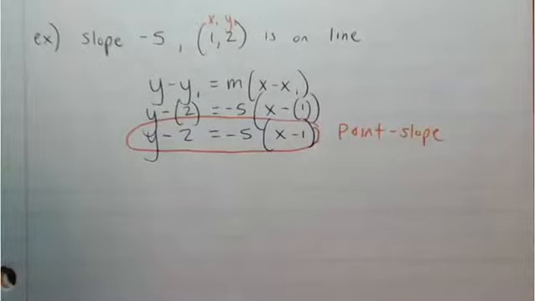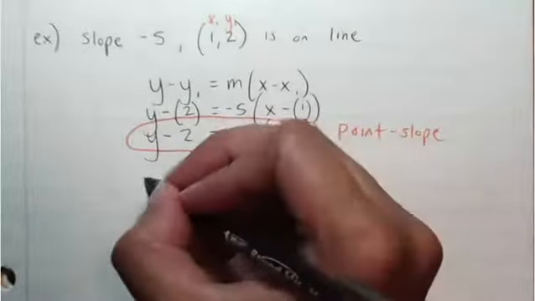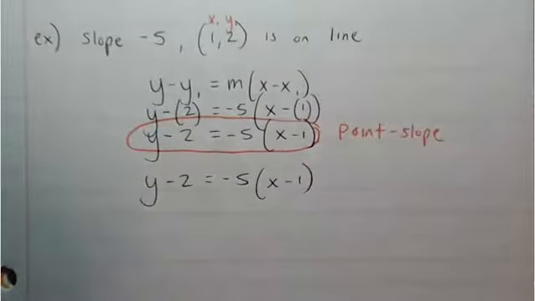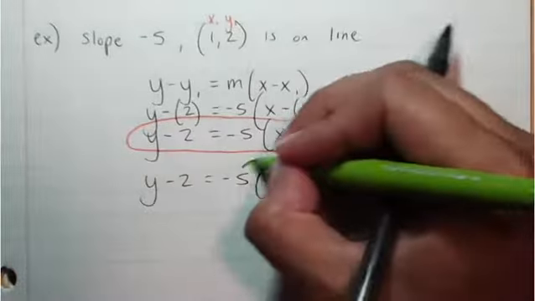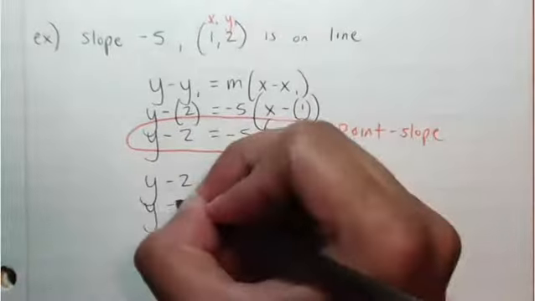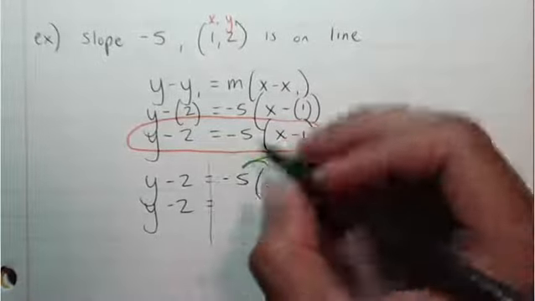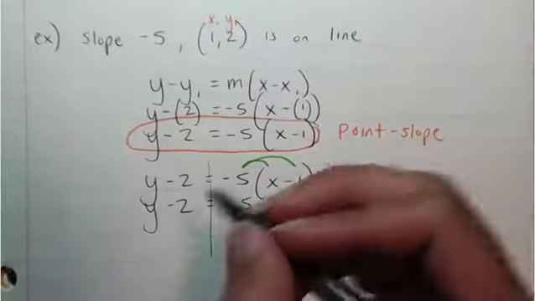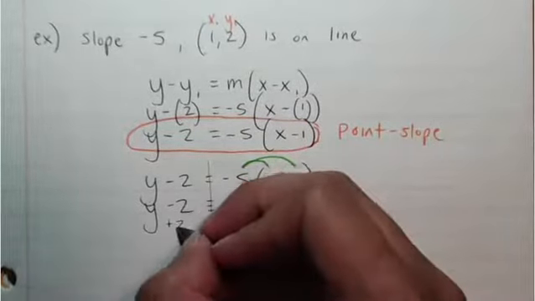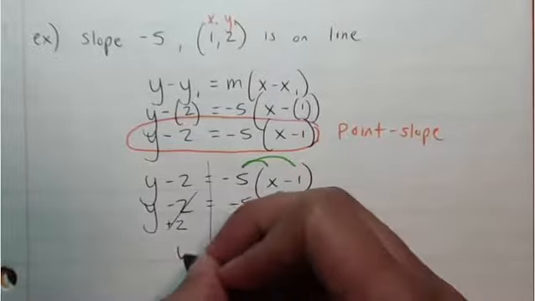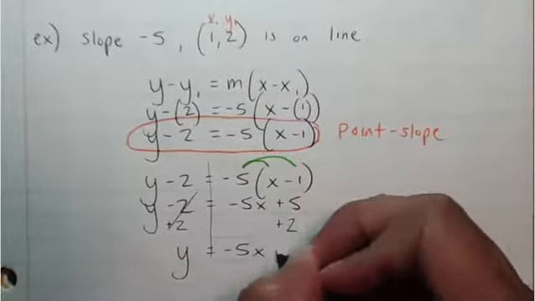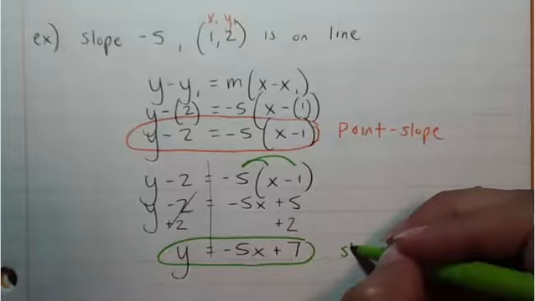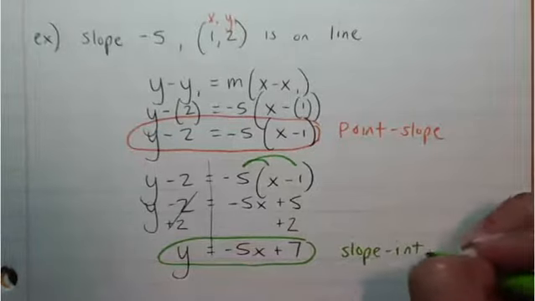Okay, but again, we want to convert everything into slope intercept form if we can. So I'm going to take that point slope formula and I'm going to go ahead and convert it. So I'm going to distribute that negative 5, which I hope you did. Y minus 2 falls down. Negative 5 times x is negative 5x. Negative 5 times negative 1 is a positive 5. To get y by itself, I'm going to add 2 to both sides. So I should have y is equal to negative 5x plus 7. Raise your hand if you got that. Okay, and again, that's slope intercept form.